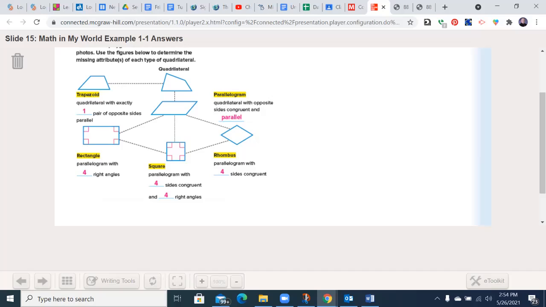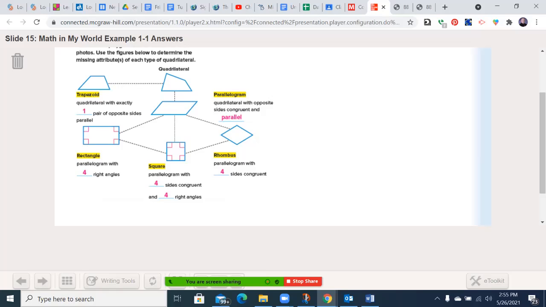Next up, we have below it a rhombus. It's a parallelogram with 4 sides congruent. So those opposite sides are congruent and parallel, as you see here, so all 4 of them are congruent. So a rhombus is a parallelogram, and a parallelogram could be a rhombus, but isn't automatically.